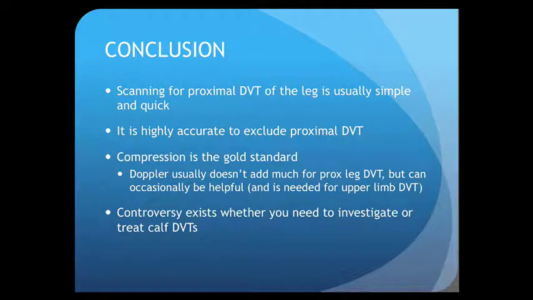So, in conclusion, scanning for proximal deep vein thrombosis of the leg is usually simple and it's usually very quick. It is highly accurate to exclude proximal DVT. We use compression as our gold standard, and usually Doppler doesn't add that much in that setting. But if you're looking at performing a more comprehensive scan, and if you're looking at learning how to do upper limb DVTs, then you're going to need to know how to do the Doppler tests as well.